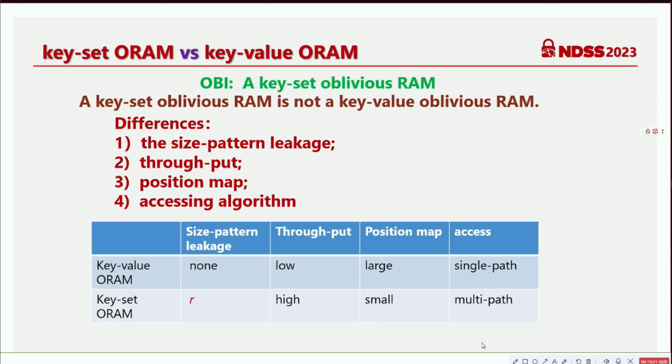First, the key set array in general has size pattern leakage, but the key value array leaks nothing. Secondly, the key set array is high throughput, but the key value array is low throughput. Thirdly, the position map of the key set array can be small compared with the key value array. Finally, the key set array is a multipath array if it has a multipath eviction algorithm. Therefore, we should deeply study the key set array.